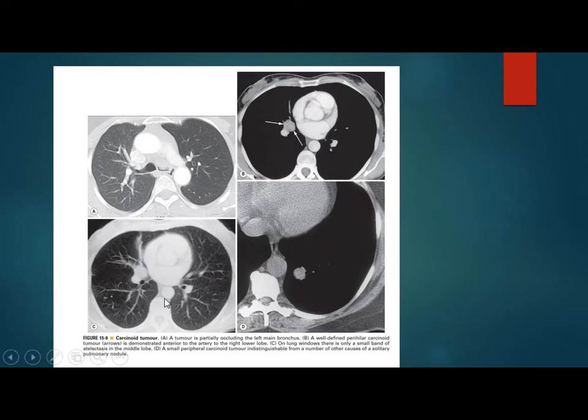These are the pictures of the carcinoid. There's endobronchial invasion in the left main bronchus. Here it appeared as a pulmonary nodule anterior to the pulmonary artery, and this solitary nodule, in this case, is not differentiated from other causes of solitary pulmonary nodule. And here it's causing atelectasis, segmental atelectasis.